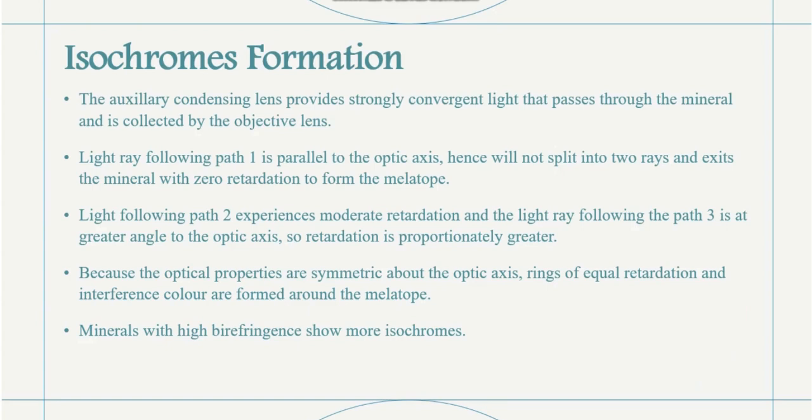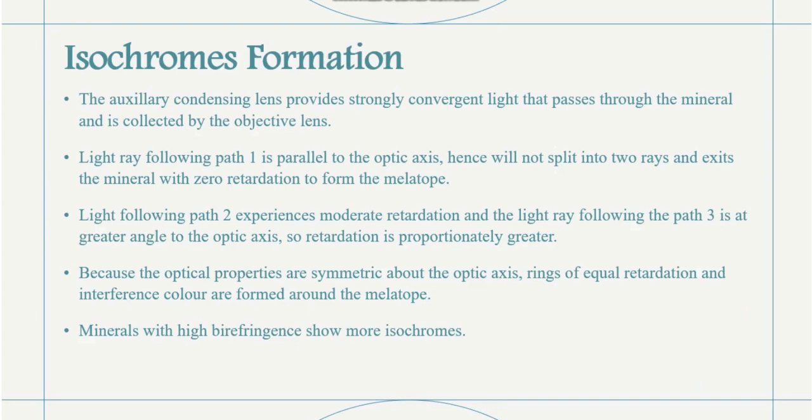I hope you understand now what we are talking about. We would have what we call the isochromes. And then light, you remember that path 2, it will experience moderate retardation, because it is just at a moderate angle away from the optic axis. But path 3, it's at a greater distance, and then it has got what you call the high retardation.